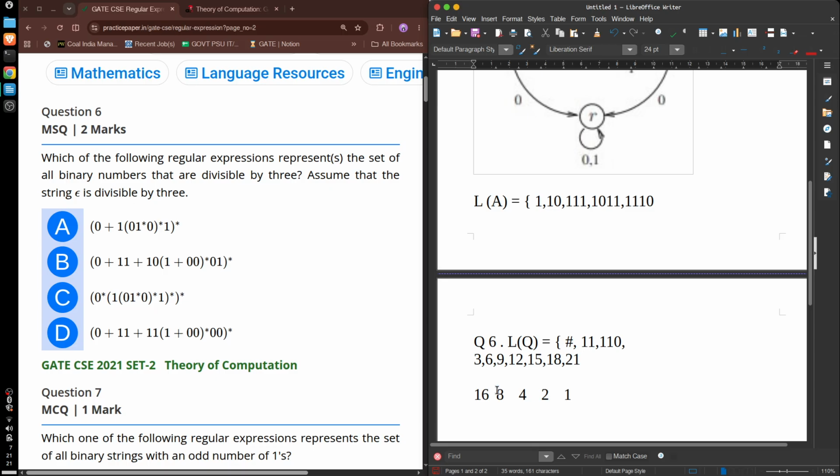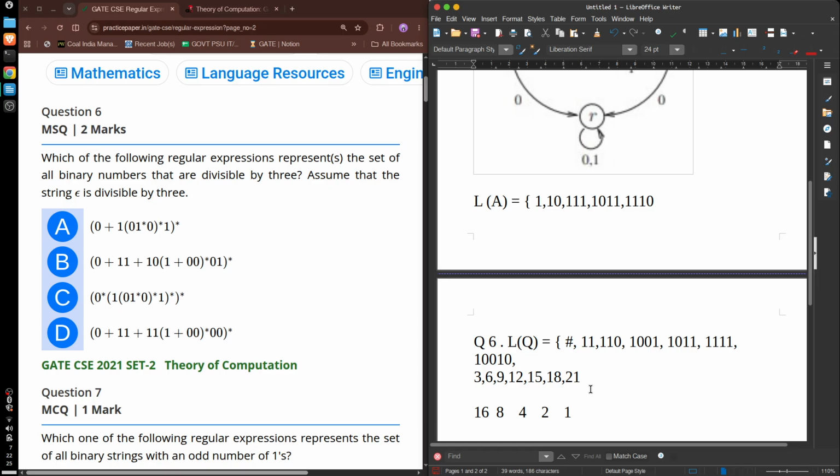Now to make 12, let me make 9 first. 9 is 8 plus 1, so it will be 1 0 0 1. Then 12 is 1 1 0 0. Let's make 15, which is 8, 9, 10, up to 15, so four ones, 1 1 1 1. Then 18 is 16 plus 2, so 1 0 0 1 0.